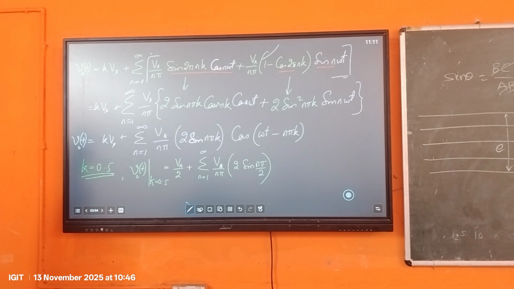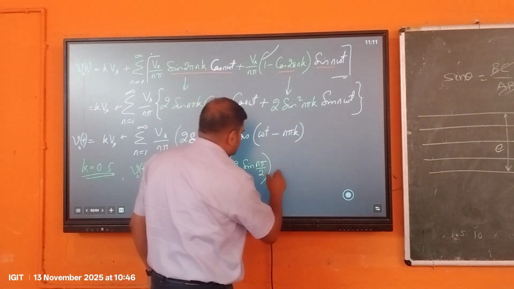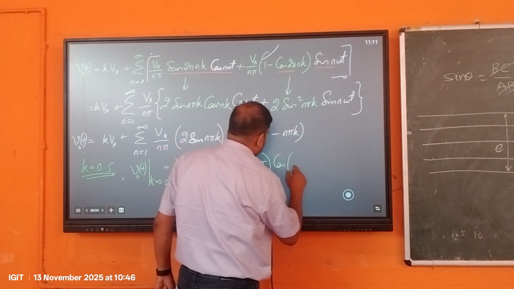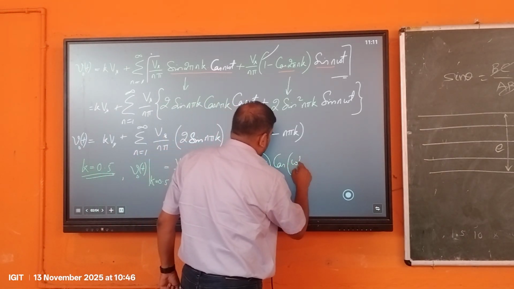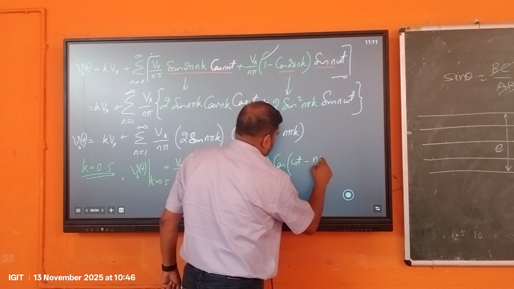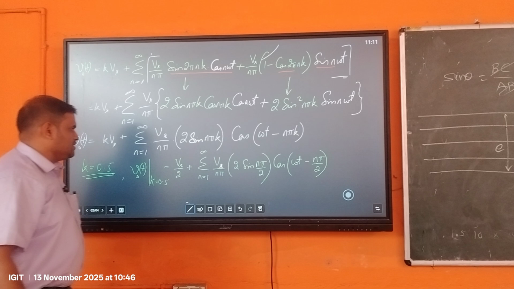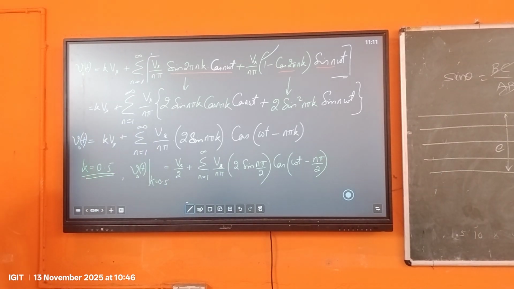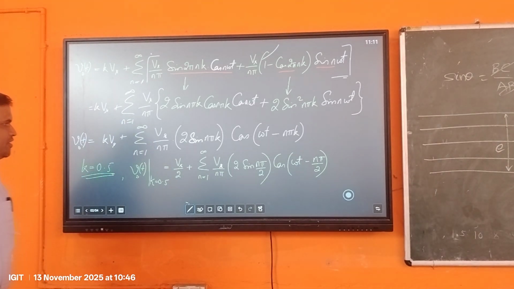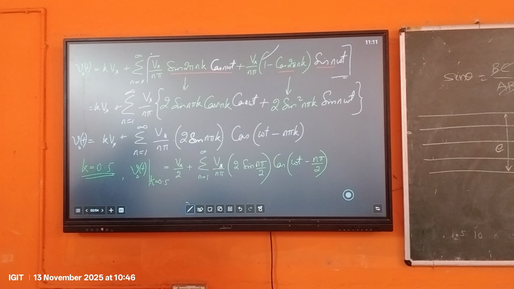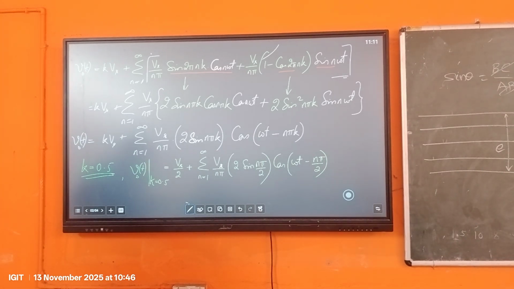when k is equal to 1 by 2. This is that, and this side will be cos of omega t minus n pi by 2. I think this is the answer. If k is equal to 0.5, we get this value.